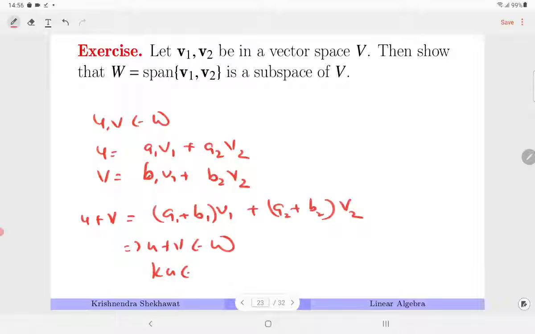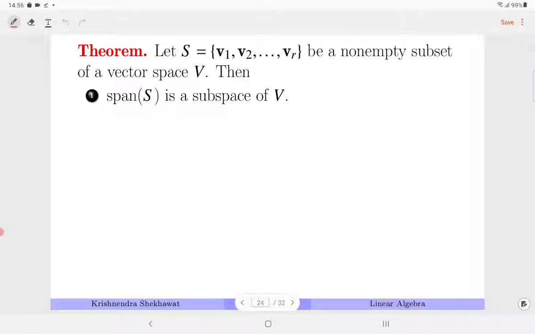Similarly, you can prove ku belongs to W, and the zero vector can easily be, because the zero vector can be written as 0 v1 plus 0 v2, therefore the zero vector also belongs to W. All three properties are satisfied, and therefore we can say that span of v1, v2 is a subspace of vector space V. Even instead of v1, v2, if I consider any number of vectors v1, v2, ..., vn, then span of v1, v2, ..., vn also forms a subspace of V, which means that if S is any non-empty subset of V, then span S always forms a subspace of V.